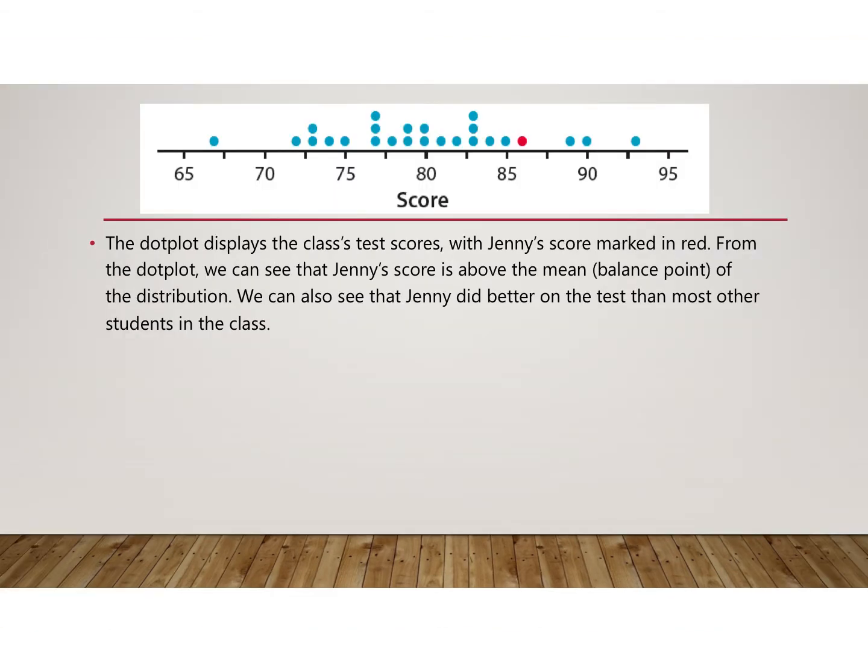Okay, so here's a dot plot that shows the test scores. Jenny's score is marked in red. From this dot plot, we can see that Jenny's score is above the mean, right? The mean is the center. We can definitely see that the red dot is above the center. So she's above the mean, and she's the fourth highest score, right?